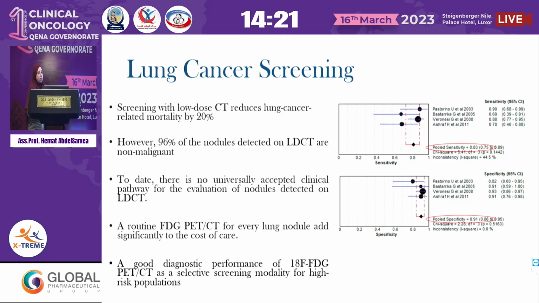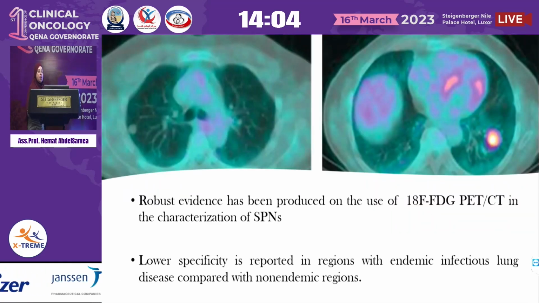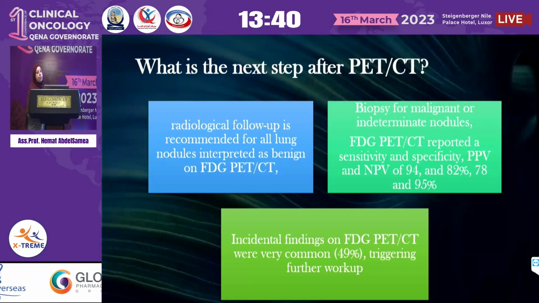Routine FDG PET-CT for every lung nodule adds significantly to the cost of care. However, PET-CT may be used for selective screening of high-risk population with a good sensitivity and specificity. These are two examples of nodules detected on low-dose CT, PET-CT. One of them showed low metabolic activity, and the other shows high metabolic activity. It should be considered that FDG has lower specificity in regions with endemic lung infectious diseases compared to non-endemic areas.